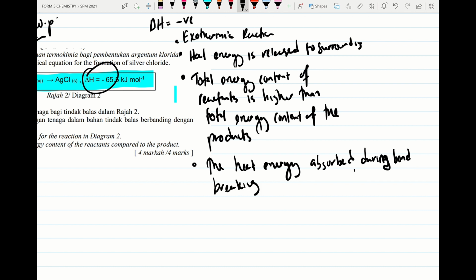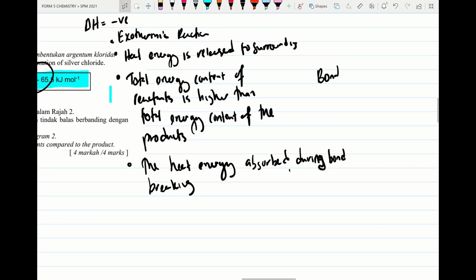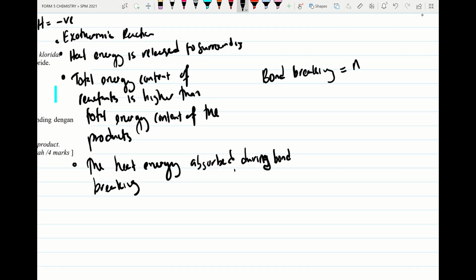All right, bond breaking. Please always remember, bond breaking reaction is known as endothermic reaction. Endothermic reaction. Please remember one more: bond forming reaction is known as exothermic reaction.